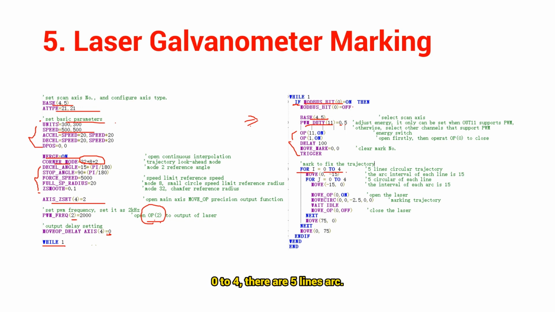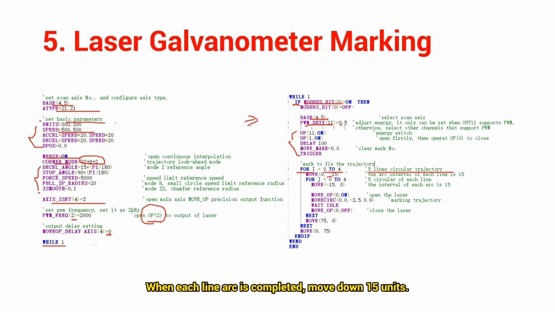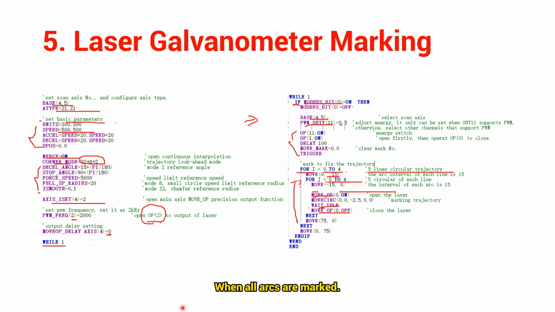0 to 4 there are 5 lines of arcs. When each line of arcs is completed, move down 15 units. Then mark the second line. This 4 means each line marks 5 arcs, and their interval is 15. Then, it arrives at the position to mark. Open laser, move 1 arc. Here it judges whether the motion completes. If yes, it will close the laser, and go back to the former position, then mark the second, the third arc. When all arcs are marked, it moves to origin. Now, the whole marking is over.